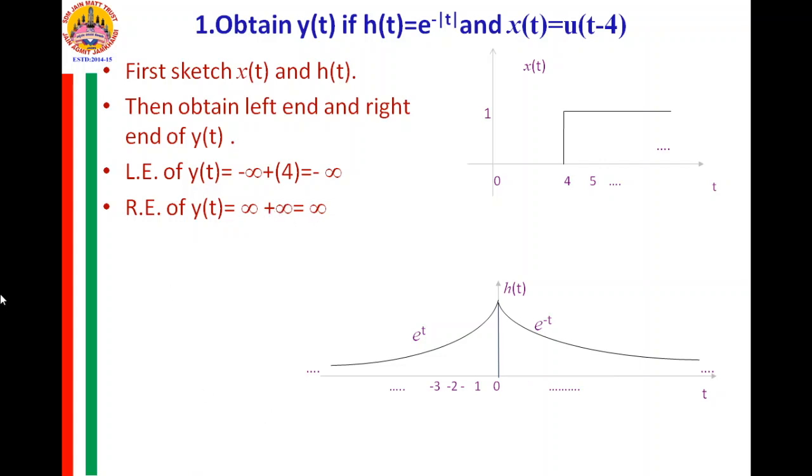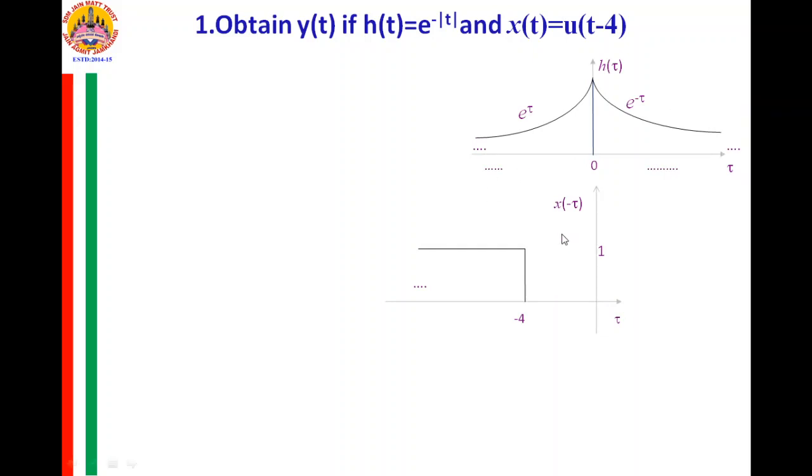Okay. Now in this example, what I will do is I will resketch this h of t with respect to tau, and take it here, and x of t I will take down, and then both of these I redesignate with respect to tau and reflect x of tau about the origin. So x of t I reflect and redesignate as x of minus tau. Okay. So this is what I have done here. This is h of tau and x of minus tau.